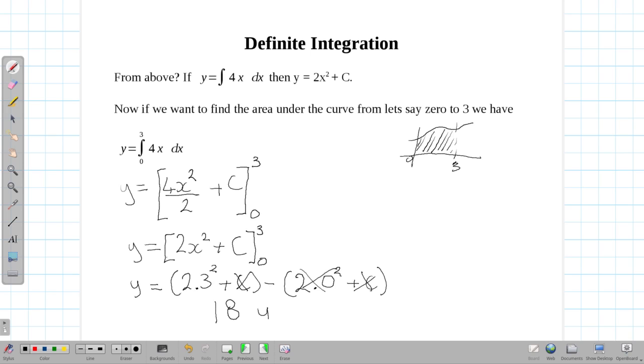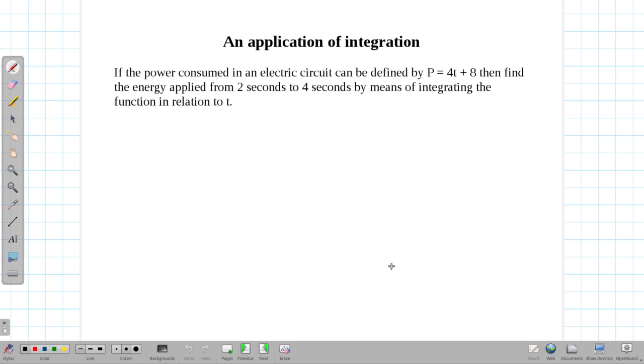So 18 units, depending on what we're looking for, which actually could be square centimetres, square metres. Okay, so that's straightforward. Let's have a look at a more practical example. We've got the power consumed in an electric circuit, which can be defined as P equals 4t plus 8. Find the energy applied from 2 seconds to 4 seconds by means of integration of the function in relation to t, where t is time. So let's have a look.